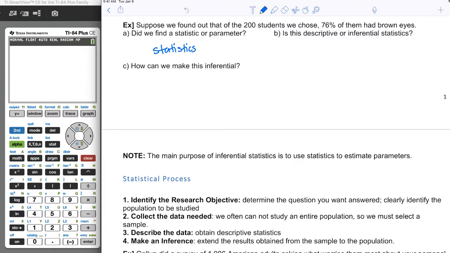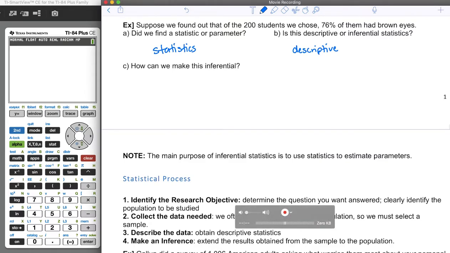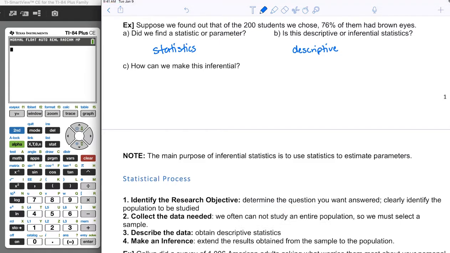Part B, is this descriptive or inferential statistics? Because it's simply just giving a number, I mean, in this case, just listing out the data or the 76% compiled from the sample, that would just be descriptive statistics. And then part C says, how can we make this inferential? Well, to make statistics inferential, you would need to generalize them or extend them to the population. So you could say something like 76% of Fullerton College students have brown eyes.